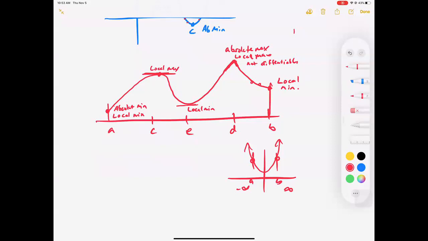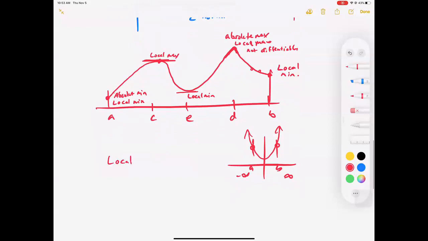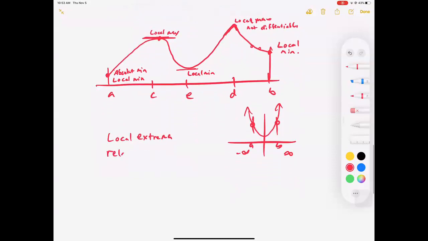Okay, these can also be called local extrema, or extrema, and they can also be called relative extrema. Local and relative, because it's relative to the near values, the values that are right next to it.